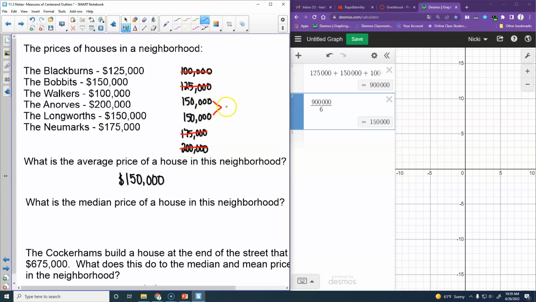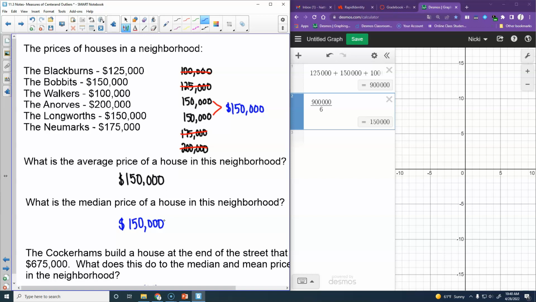is just going to be 150,000, right? Because if you add 150,000 and 150,000 divided by 2, you're just going to get 150,000. They are the same. So in this particular neighborhood, average and median house price are the same. We don't see any difference there.